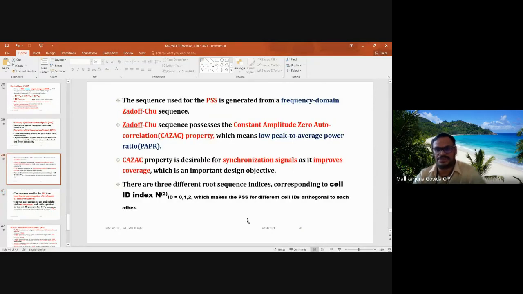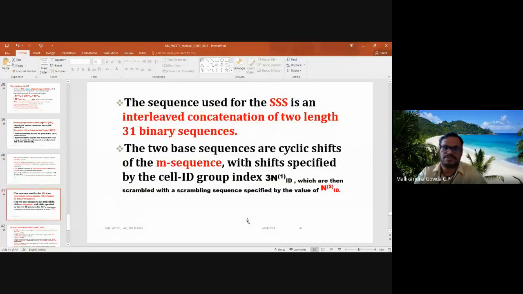For PSS, I said it uses a frequency domain Zadoff-Chu sequence. Similar to that, the secondary synchronization signal uses an interleaved concatenation of two length-31 binary sequences. I think you are aware of the Gold sequence we have discussed, in case of digital communication, the M sequences. That is the type of sequences used for generating the secondary synchronization signal.